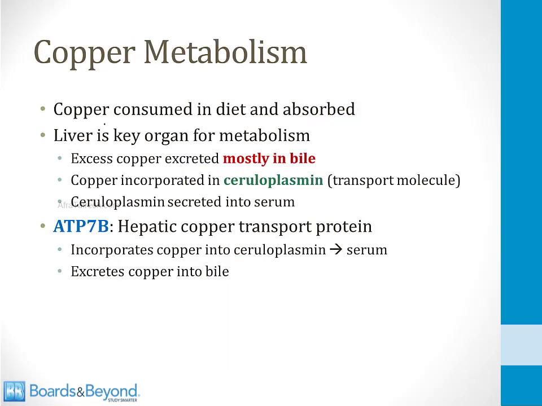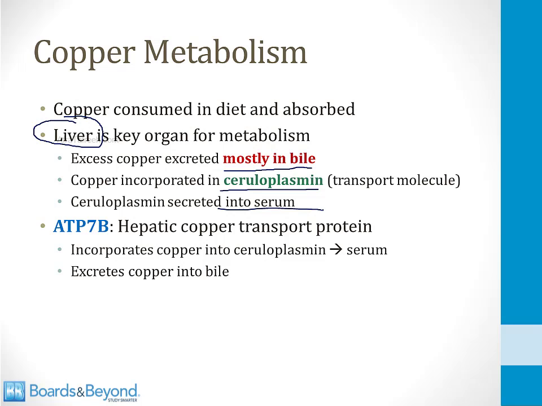Copper is consumed in our diet. Many of the foods that we eat contain small amounts of copper, and it is then absorbed into the body. The liver is the important organ for metabolism of copper, and that's because the liver can do two important things with copper. First of all, the liver can excrete excess copper mostly into the bile. In addition, the liver can incorporate copper into a transport molecule called ceruloplasmin and then release ceruloplasmin into the serum, where it will carry copper to other organs.